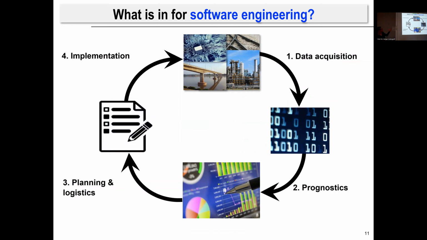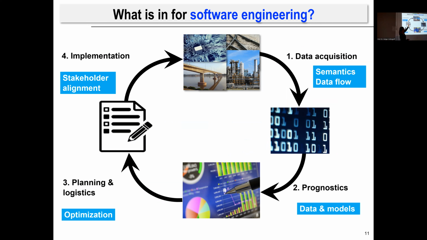So then what is, in my opinion, in it for software engineering? Well, on the sensor side, we can still work a lot on the semantics of sensors. What do they really mean? How do those sensors combine into meaningful information? For the prognostics, there's a lot of exciting work on, of course, data analytics, but also combining data with models, as I will tell later today. Then for planning and logistics, of course, all the fun optimization algorithms we have can be deployed here.